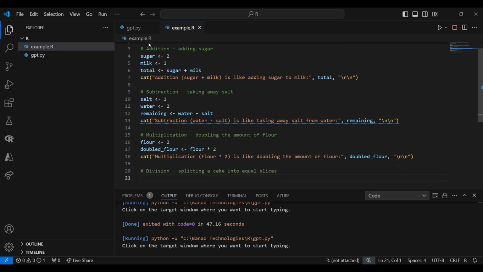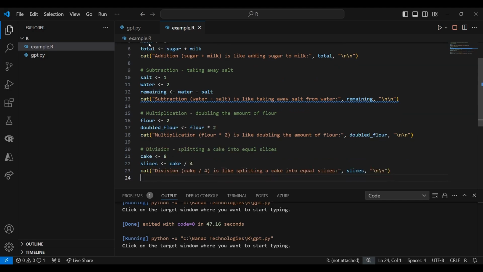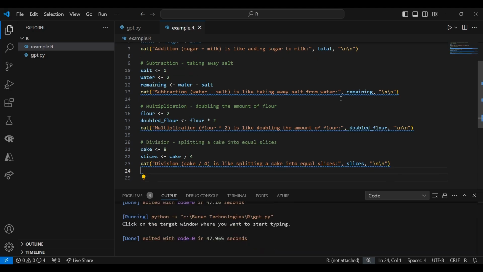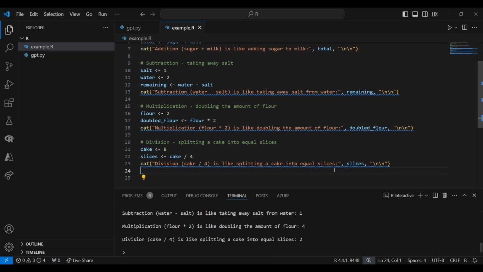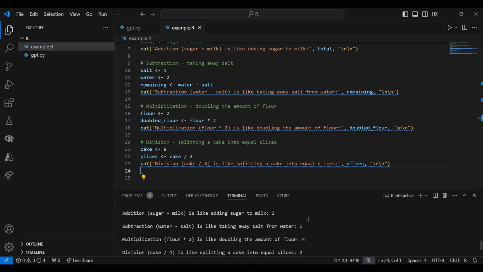Lastly, division is likened to splitting a cake into equal slices. Dividing the total cake into equal parts helps in understanding the division operation, showing how to distribute resources evenly. Each analogy serves to simplify the understanding of basic arithmetic operations, making complex mathematical concepts more accessible through familiar scenarios. This approach can be helpful in educational settings, aiding learners in grasping mathematical principles through practical comparisons to everyday tasks, like cooking.